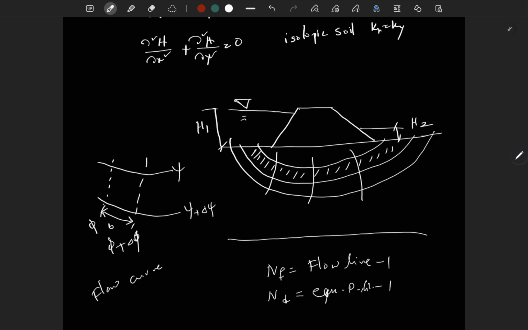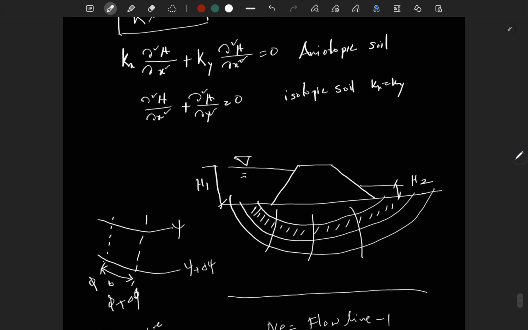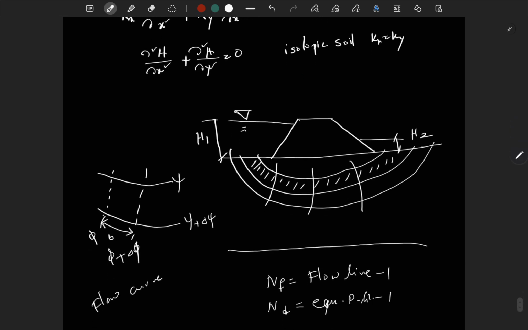Okay, equipotential minus 1. Then everything we know now. In case of it is isotropic, this flow field, this zone, is known as flow field. This flow field is square for isotropic. For anisotropic, it will be rectangular.